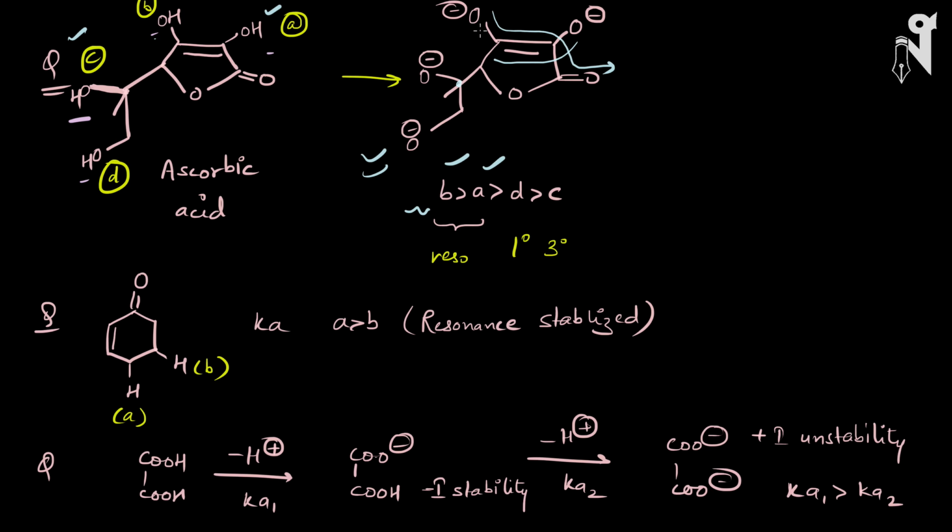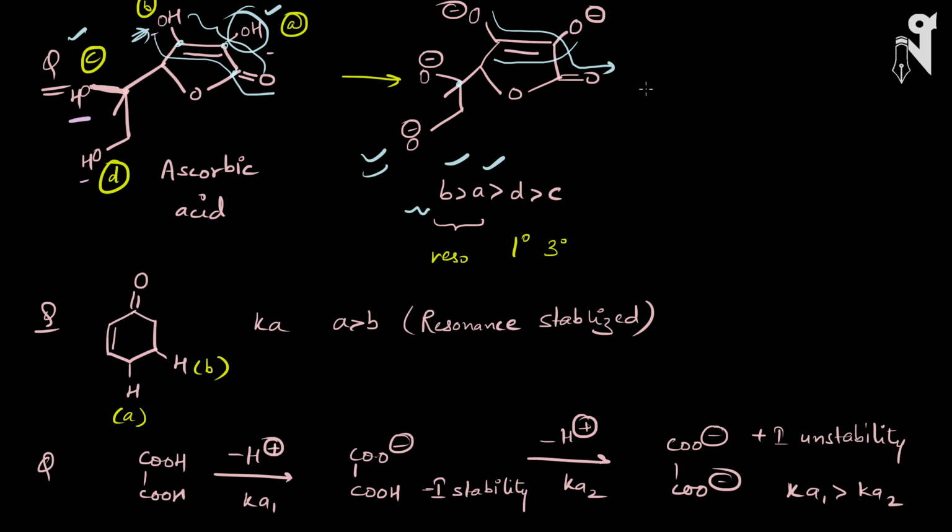In B, when the hydrogen is removed from the B position, there is extended conjugation from OH to this carbon, then this carbon, then this carbon, and then oxygen. So this has more resonating structures as compared to this OH. That is why B is more resonance stabilized than A. Then comes D and then comes C.